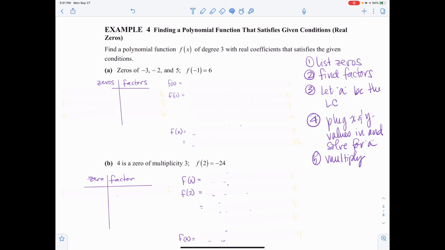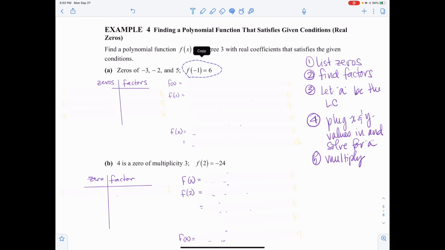Example number 4, part A, says that we should find a polynomial of degree 3. So degree 3 tells me that we're looking for 3 zeros. Degree 3 that has real coefficients and that satisfies the given conditions. You'll notice that the given conditions are that, first of all, they tell me what my zeros are, and they also tell me a coordinate on my graph. If I were to plug in the x value of -1, I would get out the y value of 6.